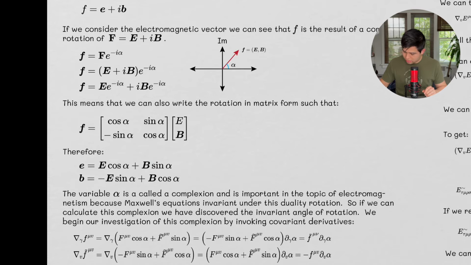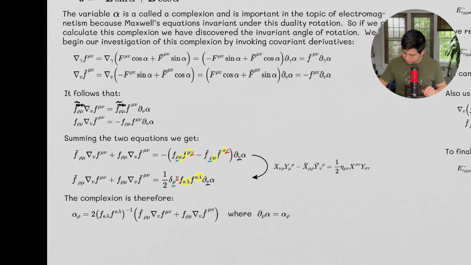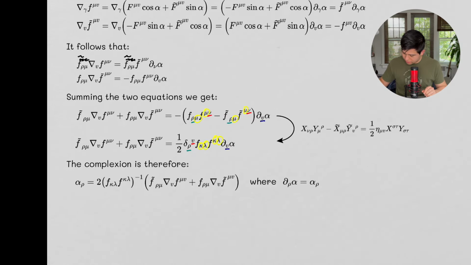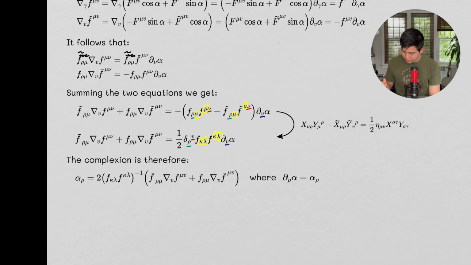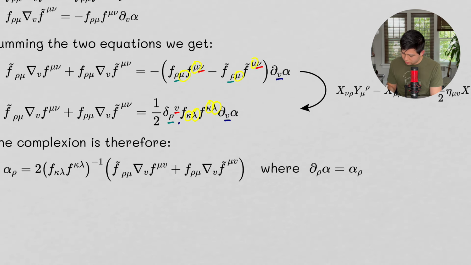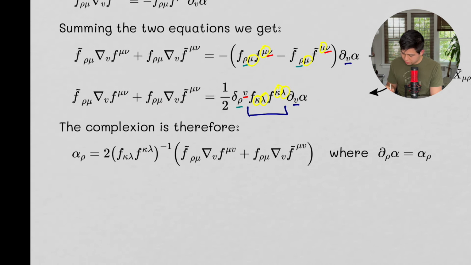So if we remember our complexion, let's see here. So the complexion is going to be, so here's our alpha, right? So we need to calculate alpha. To do that, we're dividing both sides by all of this here. That's all of this. We're multiplying both sides by 2 because of this guy.